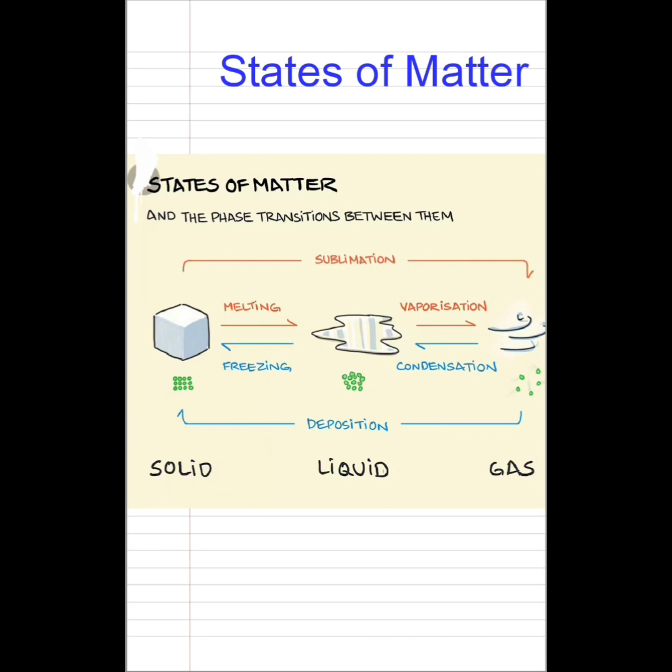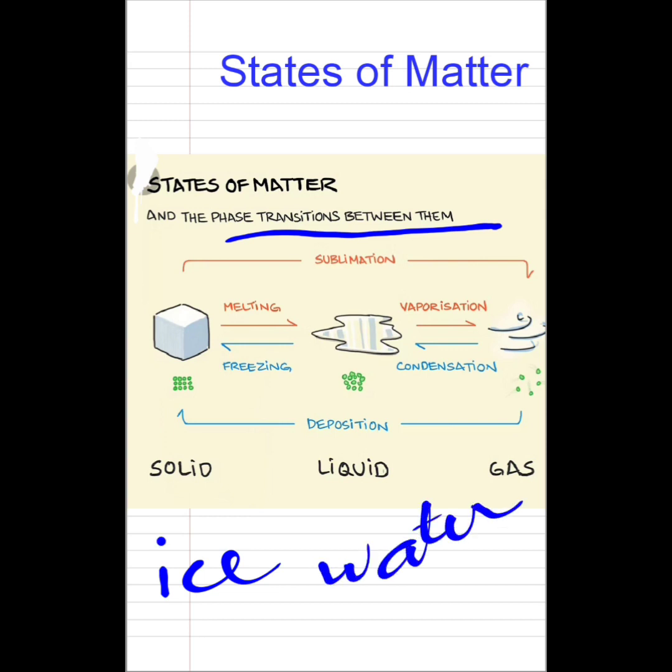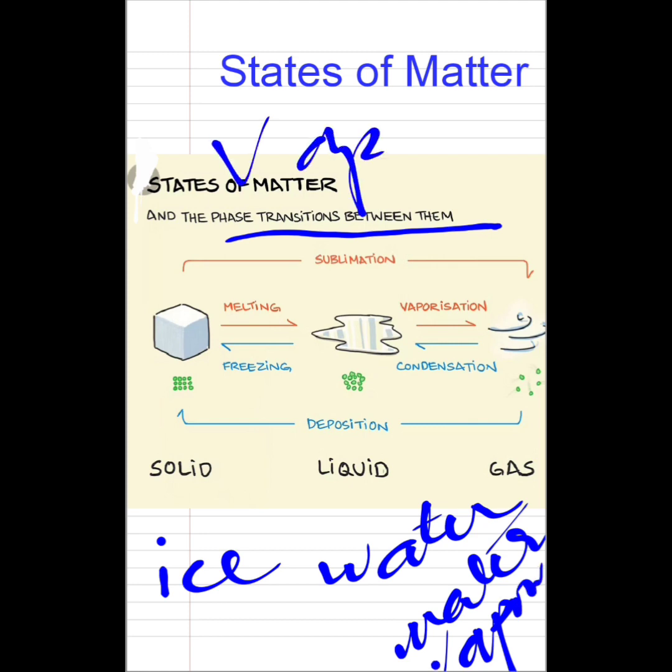Now states of matter. So states of matter and phase transition, or changing of one phase or one state to another. As you can see, this is an example of water in its three states. What are these three states? The solid state is ice, the liquid state is definitely water, and the gaseous state is water vapor.